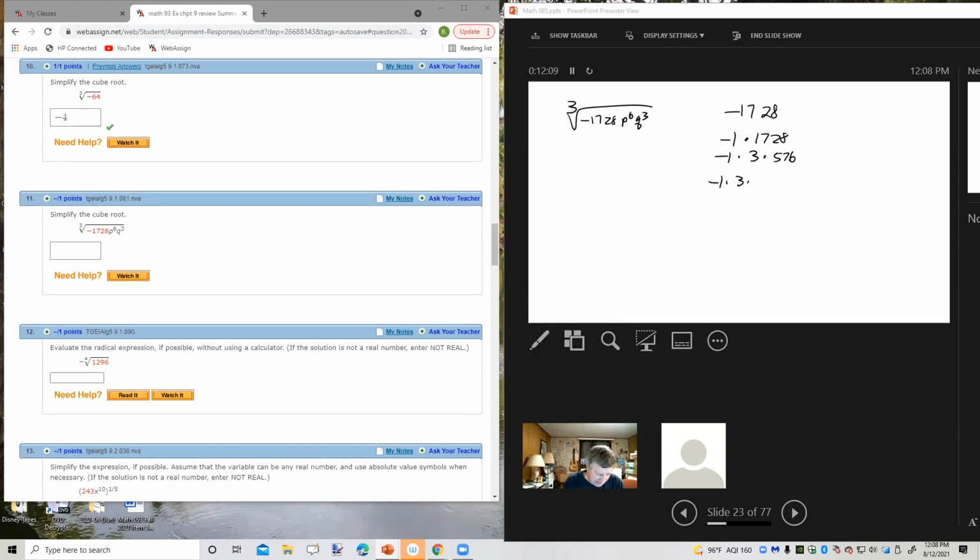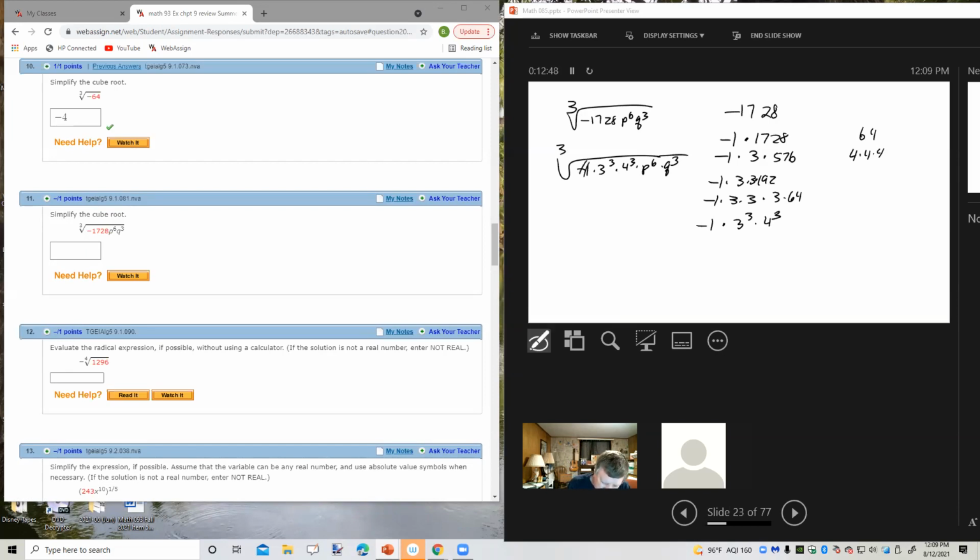And 3 also goes into that. Divide by 3, I get 192. And let's see here, 3 goes into that, 64. So this is -1 times 3 cubed times 64 is 4 times 4 times 4, or 4 cubed. So basically I could write this as -1 times 3 cubed times 4 cubed times p to the 6 times q cubed. Okay, here we go.